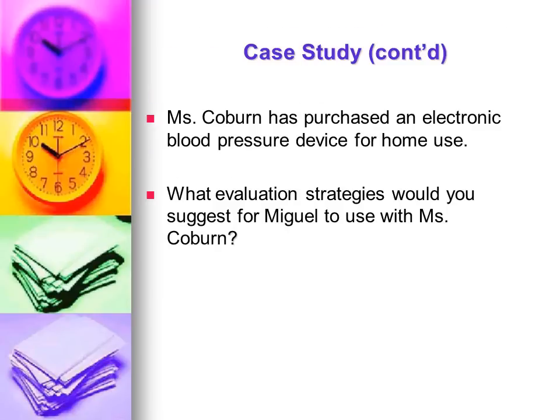Okay, Ms. Colburn has purchased an electronic blood pressure device for home use. So what evaluation strategies would you suggest for Miguel to use with Ms. Colburn? Well, you might ask Ms. Colburn to state 3 factors for hypertension. Have her demonstrate, and observe Ms. Colburn, again, taking her own blood pressure. You want to evaluate her technique and provide guidance if she needs it.